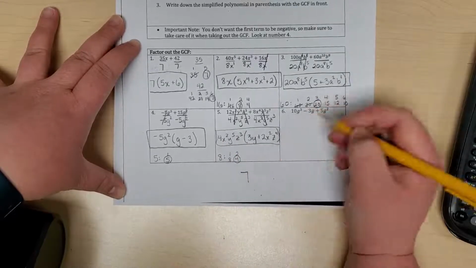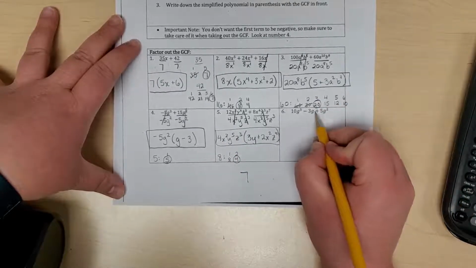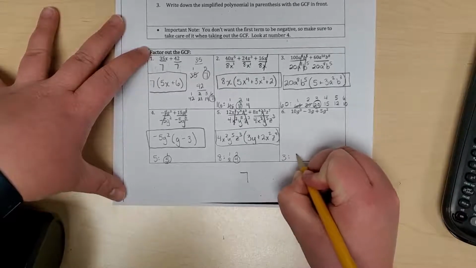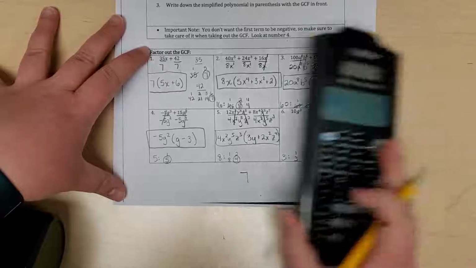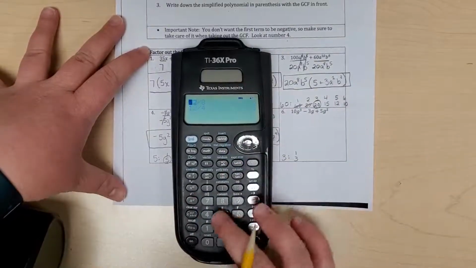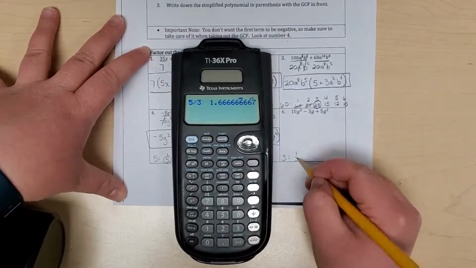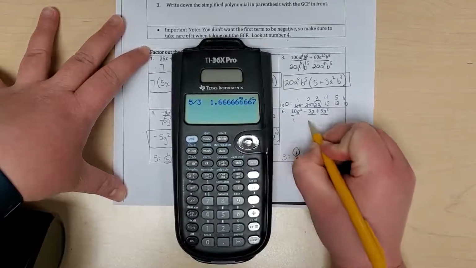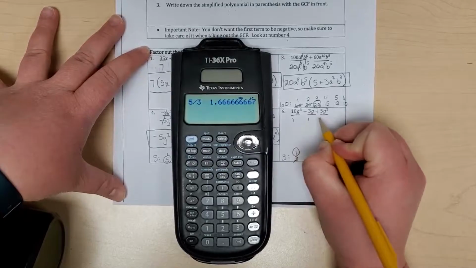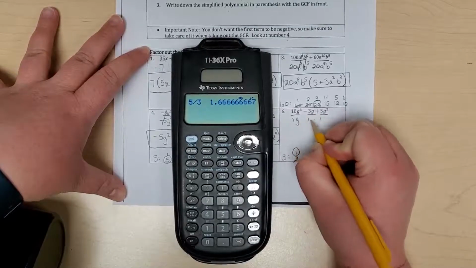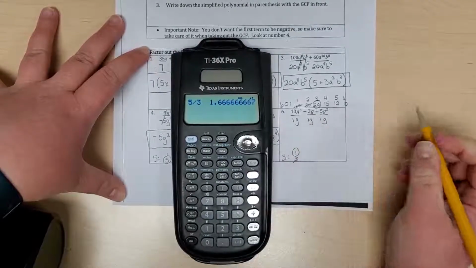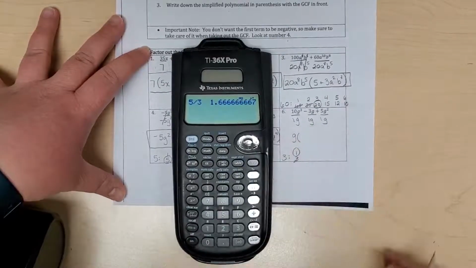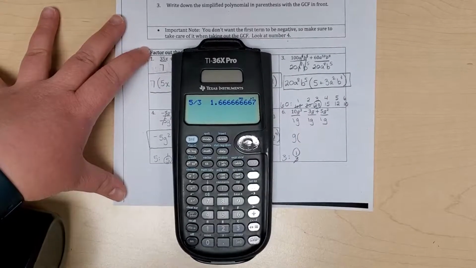All right, one more. 10, 3, and 5 are my numbers. 3 is the smallest one, and it only has 2 factors. It's 1 and 3. All right, let's see. Is 5 divisible by 3? Nope. That means that 1 has to be my GCF. Now, they all also have a g, and g to the 1st is the smallest one. So I'm going to keep that as my GCF. 1g or just g. I'm not going to write the 1, but you can if you would like to.